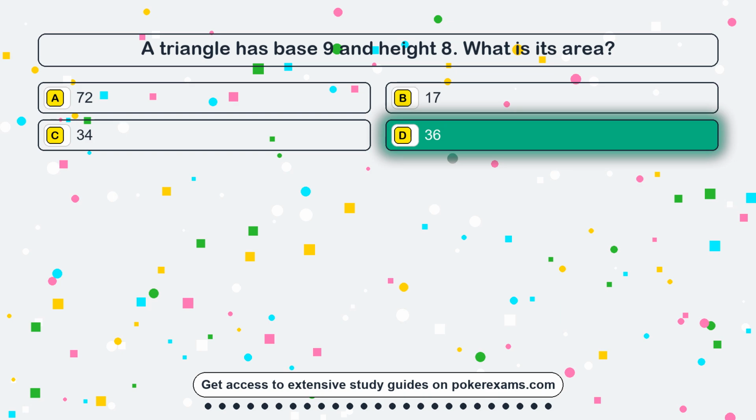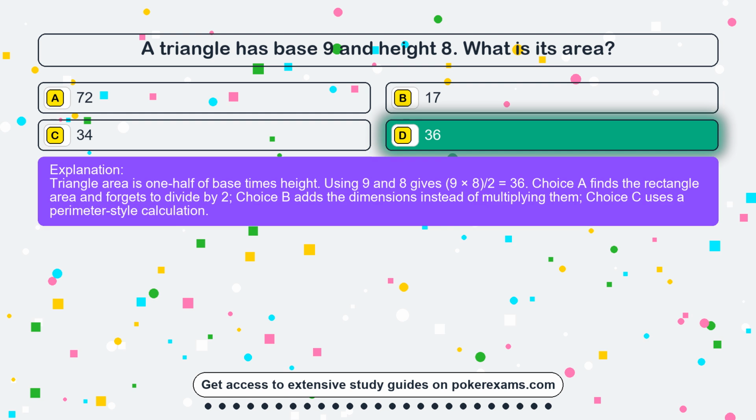The correct answer is option D, 36. Triangle area is one half of base times height. Using 9 and 8 gives 9 times 8 / 2 equals 36. Choice A finds the rectangle area and forgets to divide by 2. Choice B adds the dimensions instead of multiplying them. Choice C uses a perimeter-style calculation.